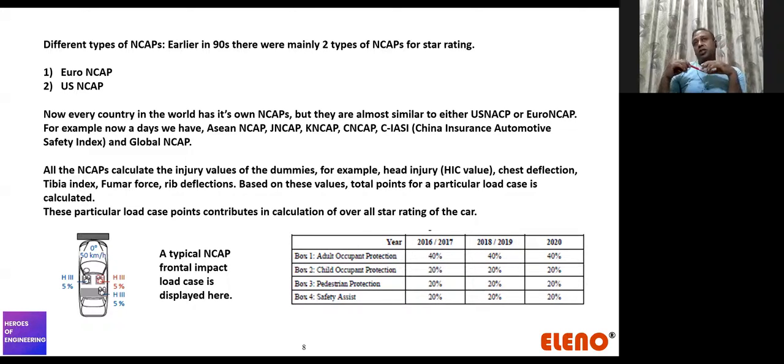What happens actually, when you are seeing the frontal crash analysis, is that the dummy is moving forward and it is restricted by the belt.